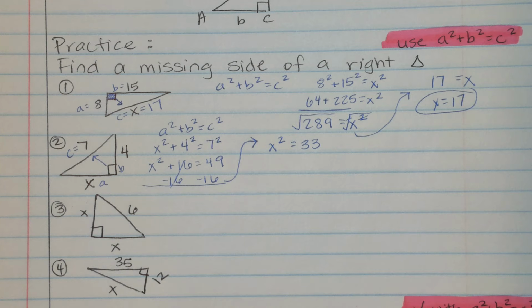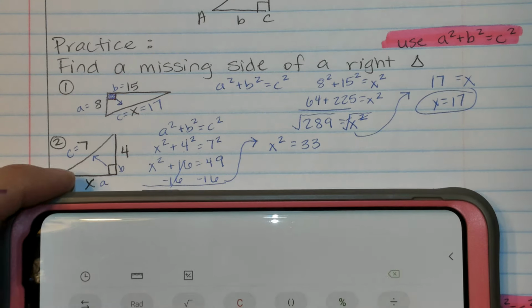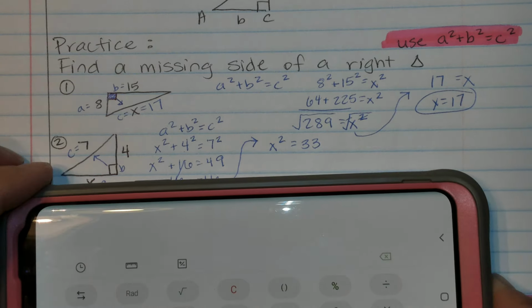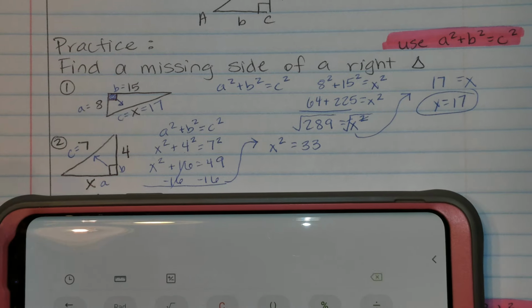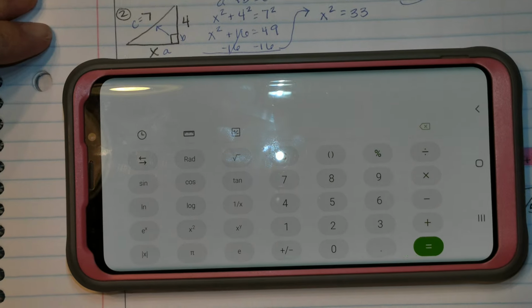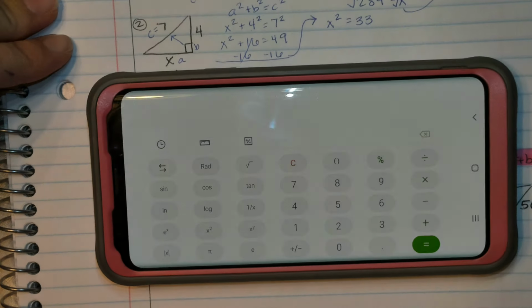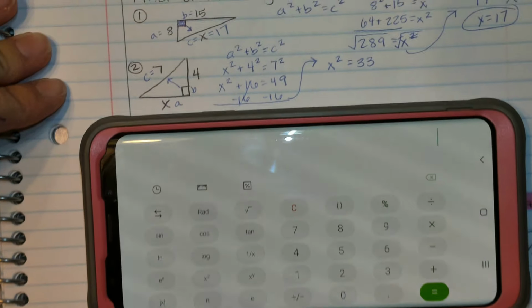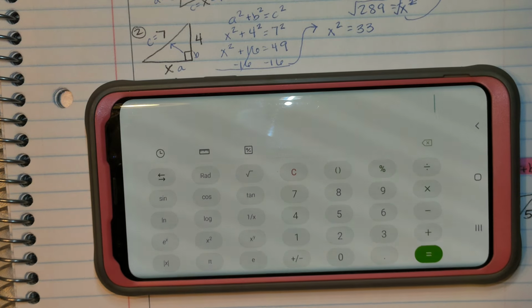Yeah, 33. That's just weird because it's going to come out to be a decimal. So this is how it'll come out when we're working on alex.com too. It'll tell you to round your answer to the nearest hundredth. So I'll show you guys what that would be like. We'll do the same thing. We'll round our answer to the nearest hundredth.